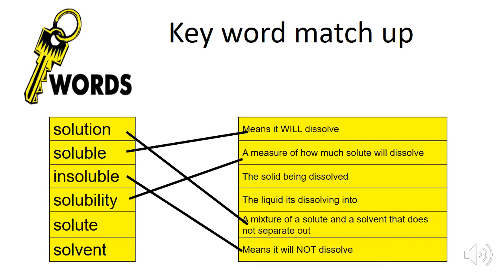And then we've got the two terms solute and solvent. Solute is the term given to the solid that is being dissolved, and solvent is the term given to the liquid that it's dissolving into. Remember, there are lots of different liquids that substances can dissolve into, so we don't always say water, we use the word solvent. And lots of different substances will dissolve, not just salt, so we use the term solute.